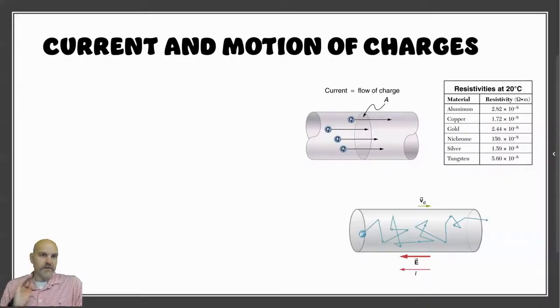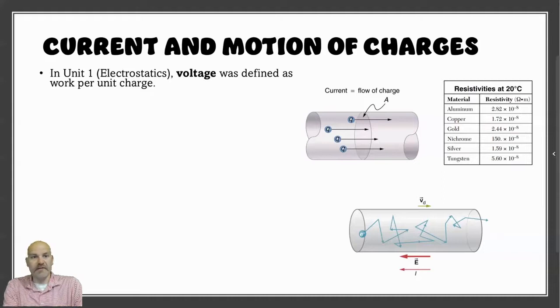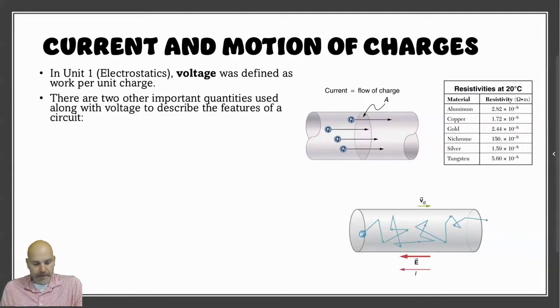Hi, welcome back to AP Physics C: E&M Unit 3. This is the unit on electric circuits. Here we're going to look at current and the motion of charges. Remember in electrostatics that we defined voltage as work per unit charge.